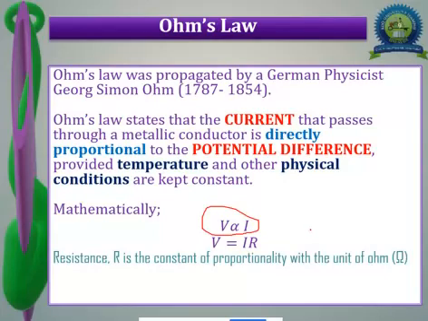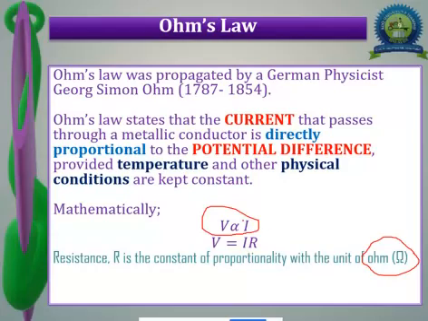And so the constant of proportionality is the resistance of that material, which is R, and is named after the German physicist who discovered the law. The unit of resistance is the ohm. Ohm is the unit of resistance, and the symbol is omega. Omega is a Greek alphabet, and it has this symbol, as you can see on the screen.